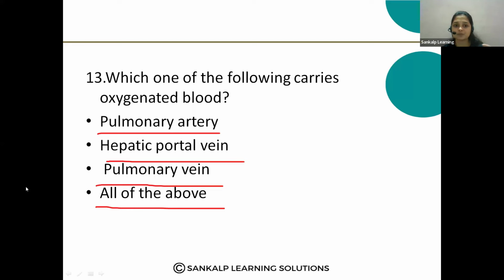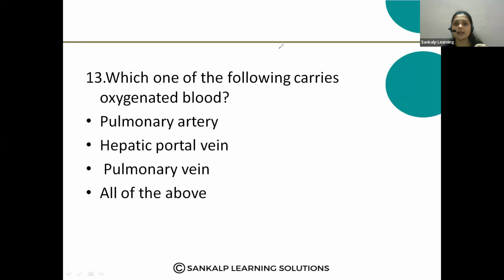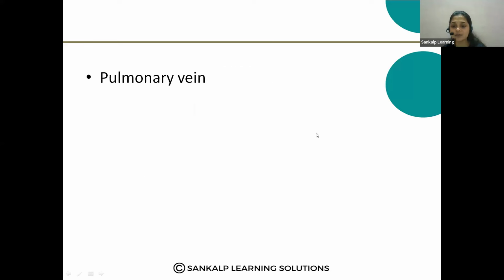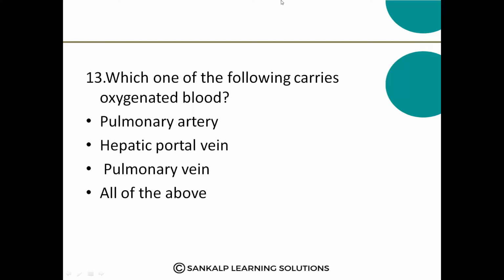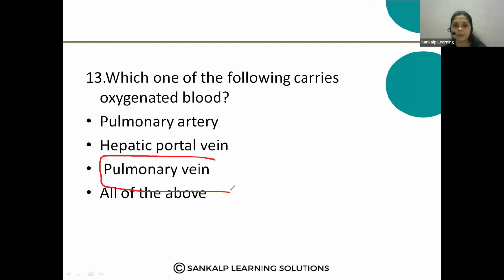But here, oxygenated blood is carried to the heart through these veins. So what is the answer? That is pulmonary vein. Yes. These pulmonary veins carry the oxygenated blood. Okay.